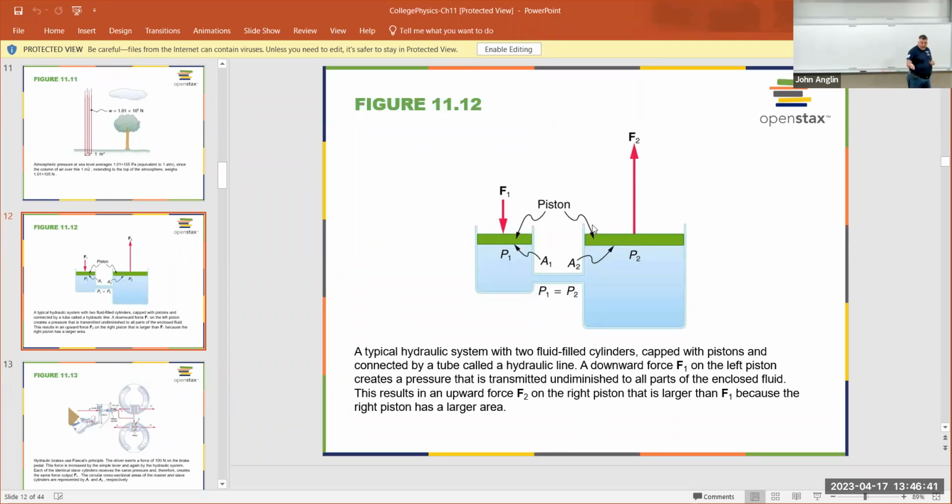So you're doing work. How much work are you doing? Well, it depends on how high you lift the thing, right? Because work is force times distance.